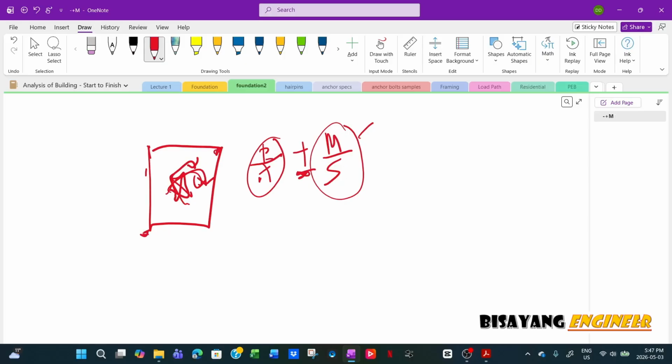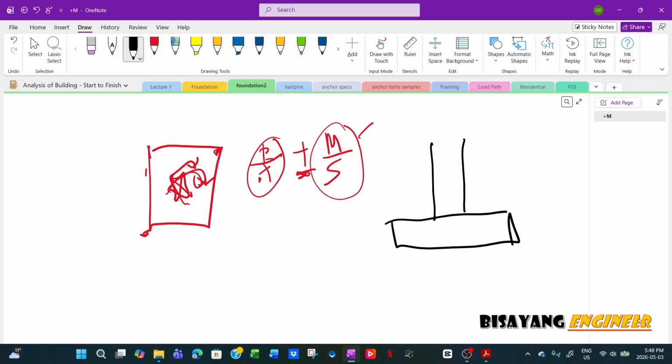Then for the continuous footing, of course, that's continuous. All you have to do is design, like in Imperial, a 1 foot strip, or if it's in SI, then a 1 meter strip. And then all you have to do is, if this is your footing, just design the reinforcement and the thickness in one direction only.